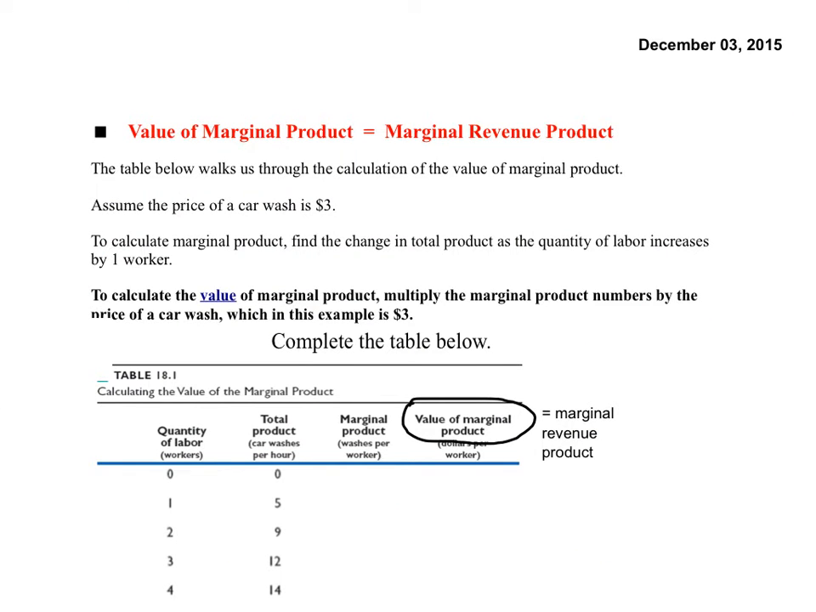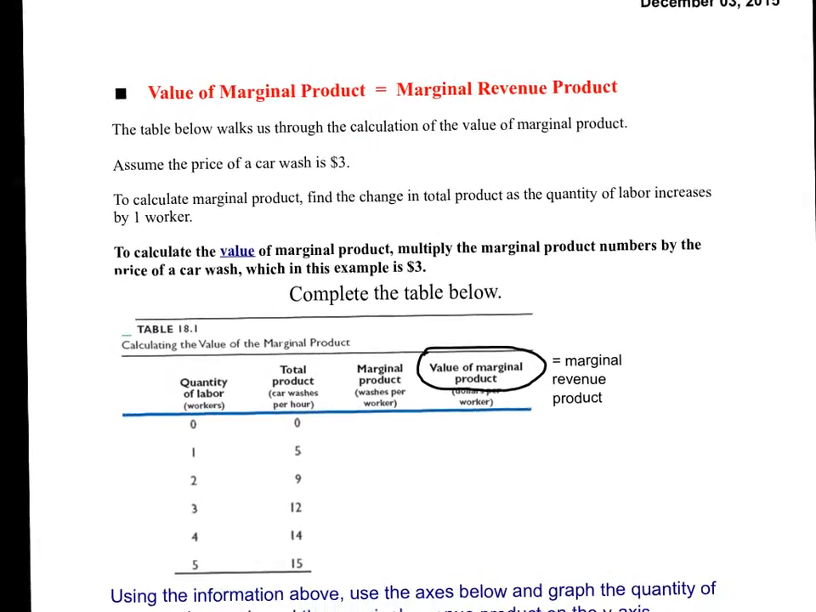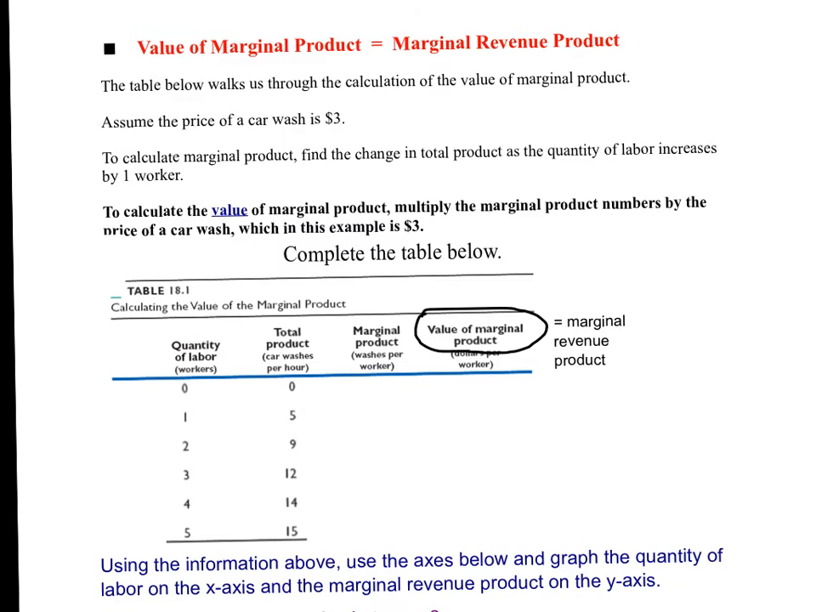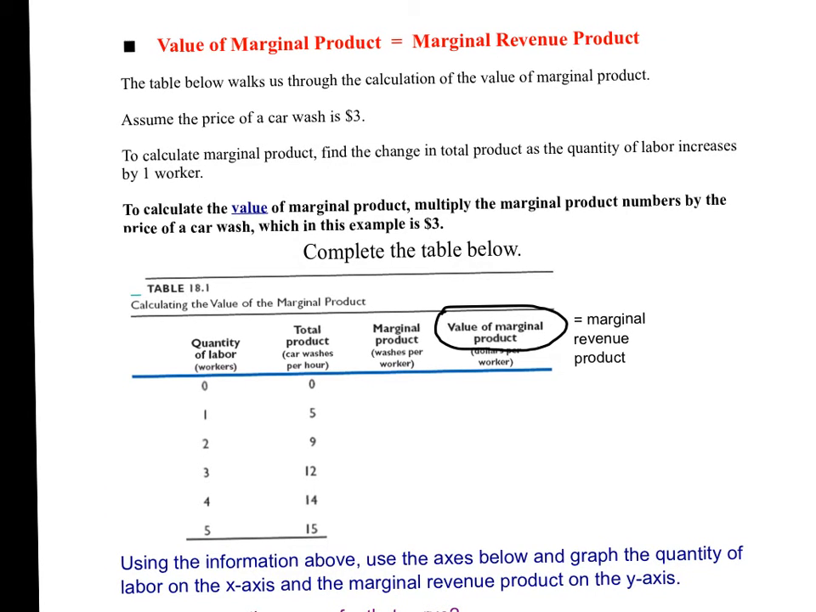So here's an example. So once again, the marginal product of labor is different than the value of the marginal product or the marginal revenue product. Both of those are the product of the marginal product of labor times the selling price. Just to review what was just said.